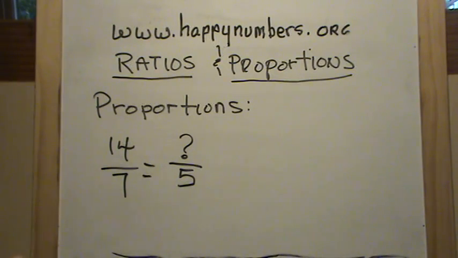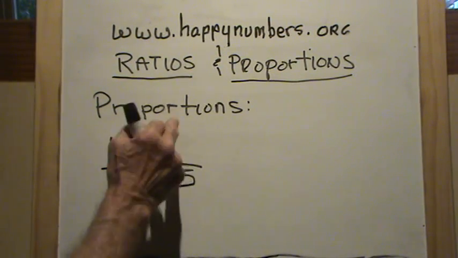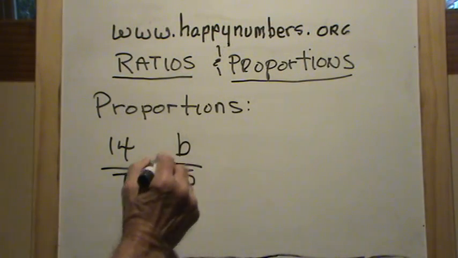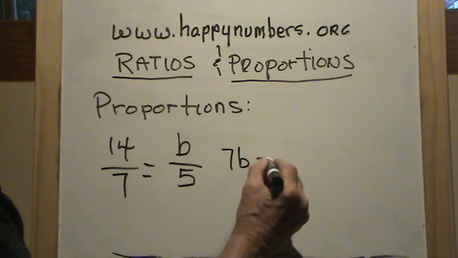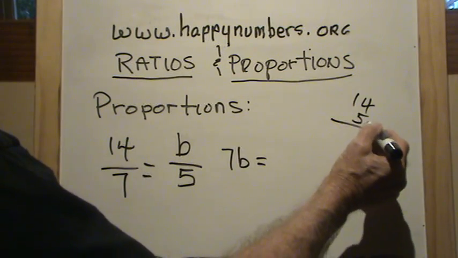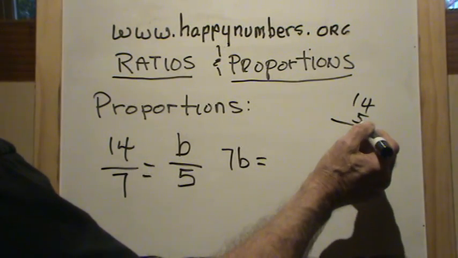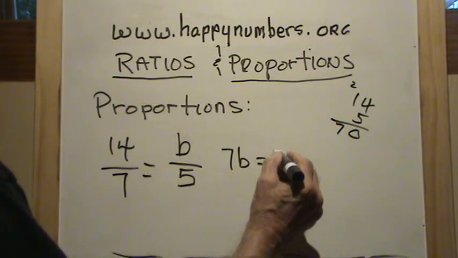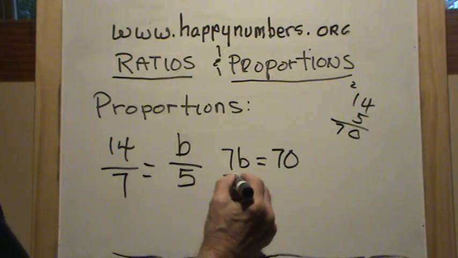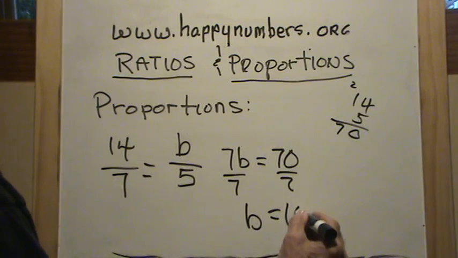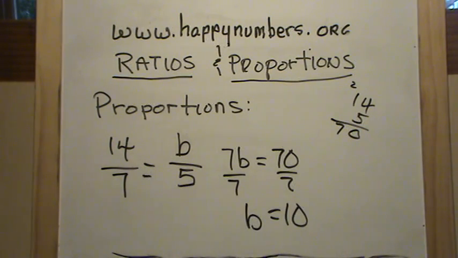Good. Well, let's just say we let this be b, and again you could use any letter, it doesn't matter. Well, 7 times b would give us 7b is equal to 5 times 14, let's do that here. 5 times 4 is 20, carry the 2, 5 times 1 is 5, plus 2 is 7, so 70. 7b equals 70. We divide by 7 and divide by 7, and we get b is equal to 10. Well, excellent. That's proportions.